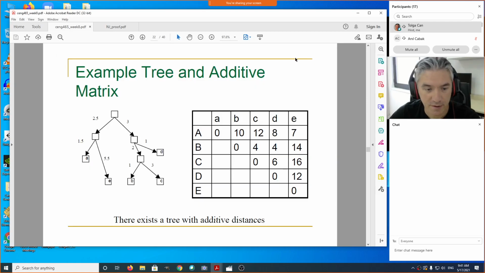All right. So yeah, today we are going to finish phylogenetic trees. We are going to see two algorithms, UPGMA and neighbor joining.